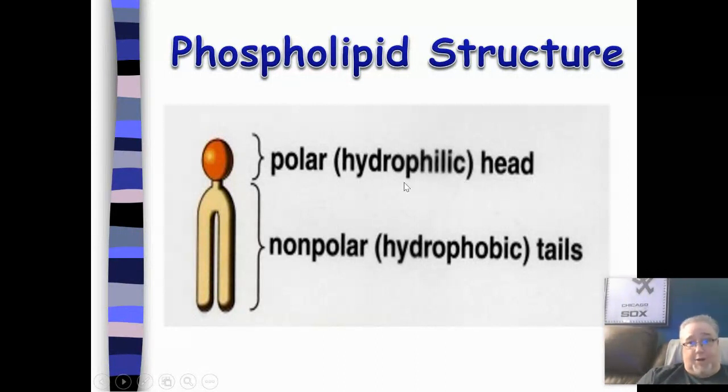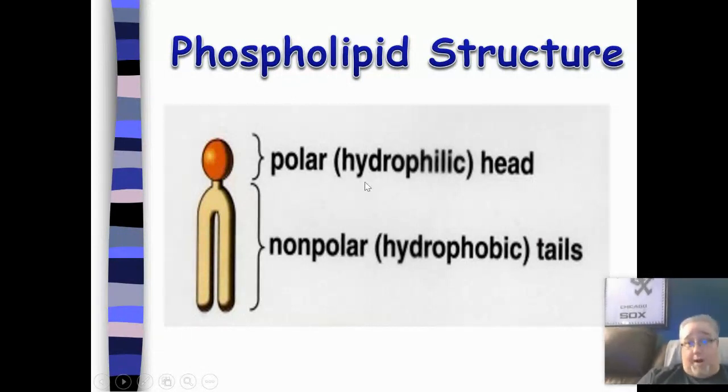Now, let's break that term down. The term hydro, what does that mean? It means water, right? Philic is the opposite of phobic. So phobic means that it hates something. It doesn't like something, right? Philic means that it loves something. It's attracted to something. So this little head right here is attracted to water.